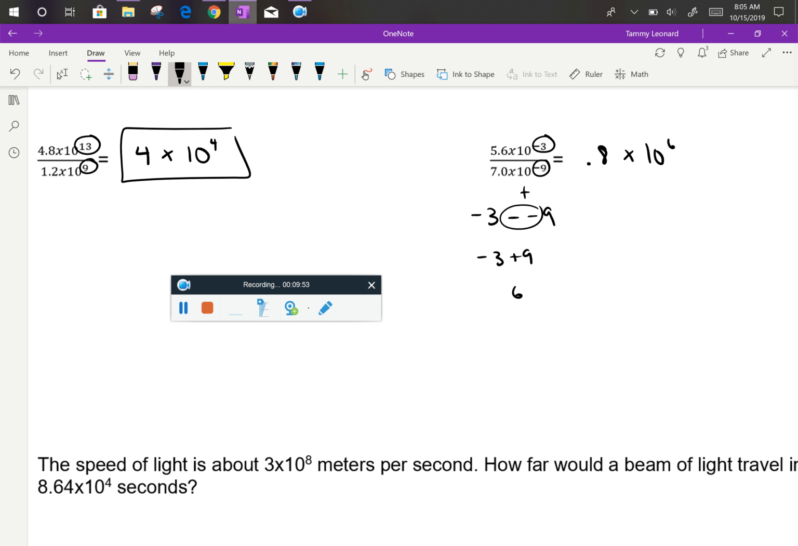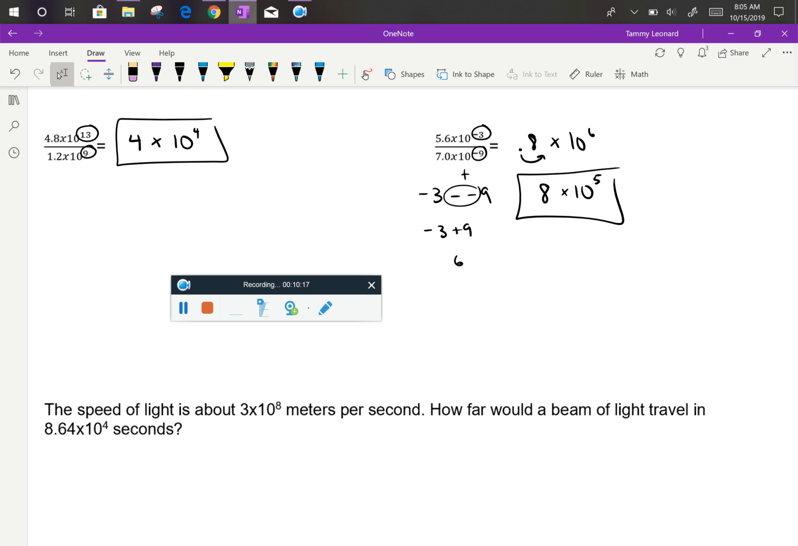6. But when we check to see that our answer is in scientific notation, we see that it's not. In this case, the decimal point needs to move one space to turn this 0.8 into an 8. That makes the number bigger, which means that our power on the 10 needs to get smaller by the same amount. So we have 8 times 10 to the 5th as our answer in scientific notation.